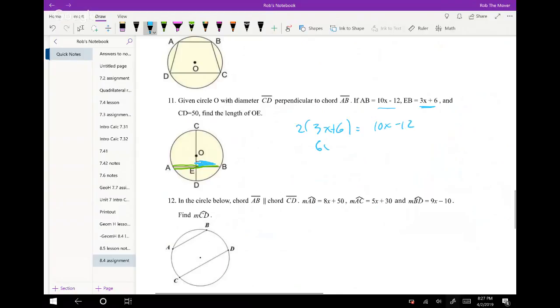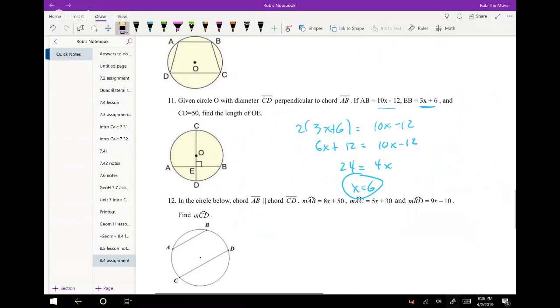We do some distribution here. 6x plus 12 equals 10x minus 12. Let's add 12 to both sides and we get 24 on the left. Subtract 6x on both sides, we get 4x on the right. And divide by 4 and we get x equals 6.